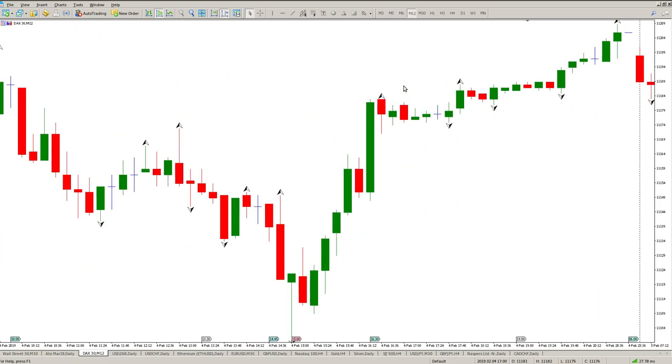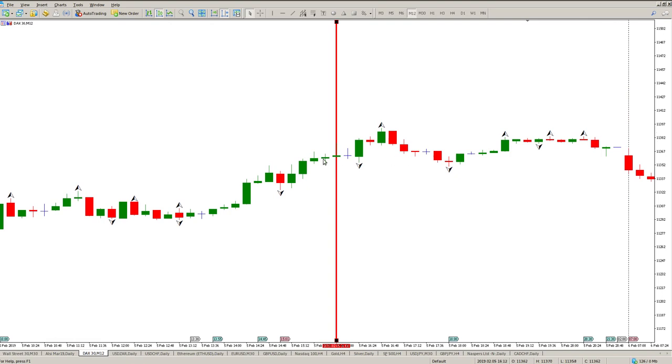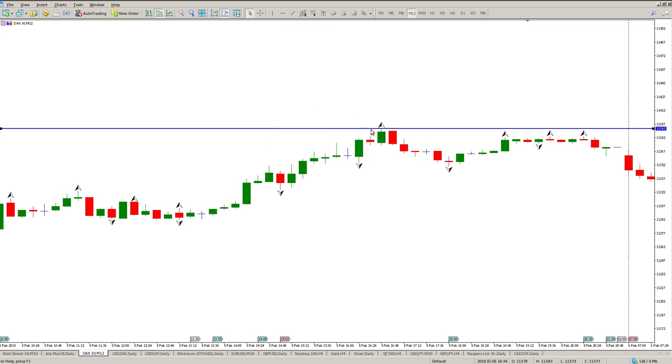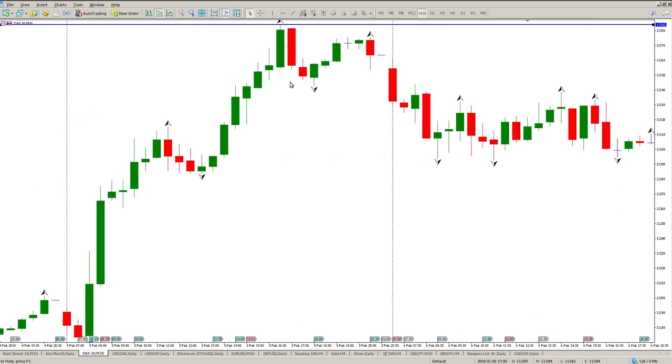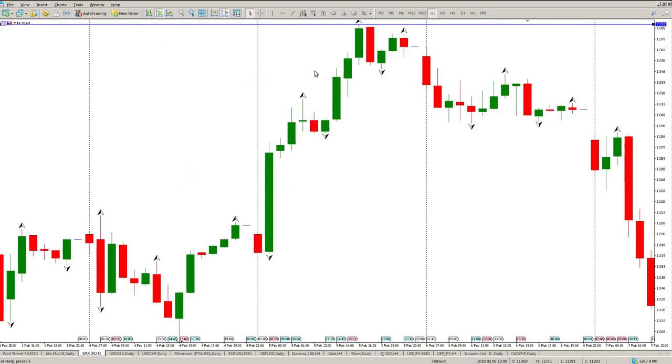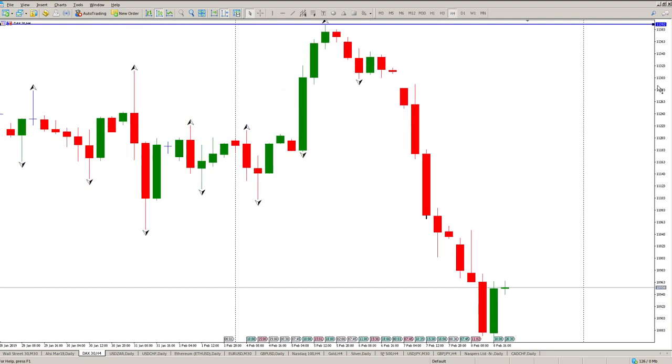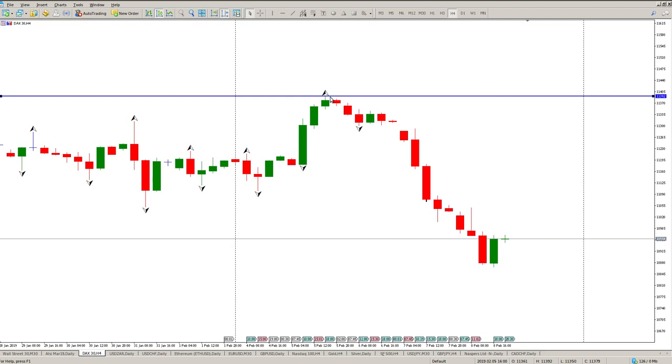If we can find it, there we go. Okay, so that 4-hour fractal, that line. There is a fractal on a lower time frame. If I go to a 30 minutes, it is also a fractal. If I go to an hour, it's also a fractal. If I go to the 4-hour, it is also a fractal. So that level there is a fractal.